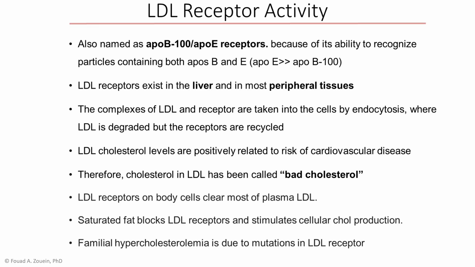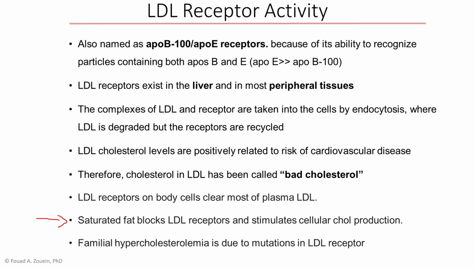Another important point is the saturated fat. If you have a high saturated fat diet, it blocks the LDL receptor, which basically decreases LDL uptake, therefore increasing LDL level in the circulation. And when you have a block of LDL receptor, the cells themselves will say, well, I have low cholesterol, so I need to tell the liver to produce more cholesterol. And this by itself will also increase, as a negative feedback, the level of cholesterol in the system, making things worse.